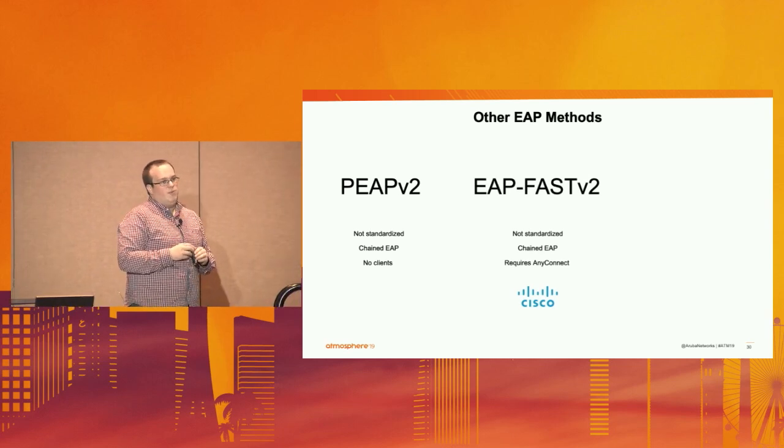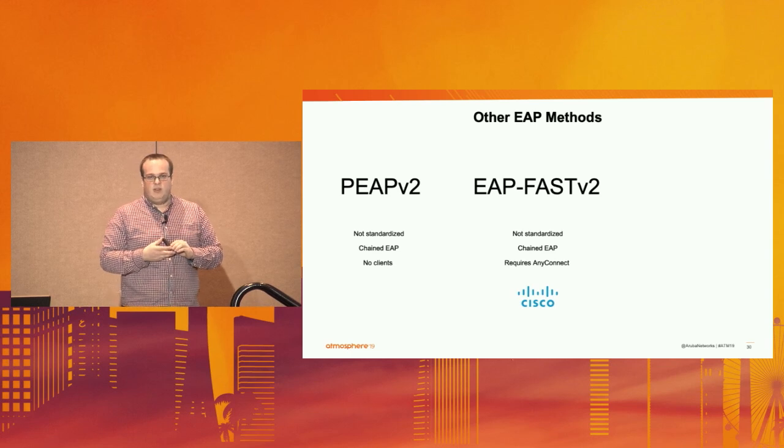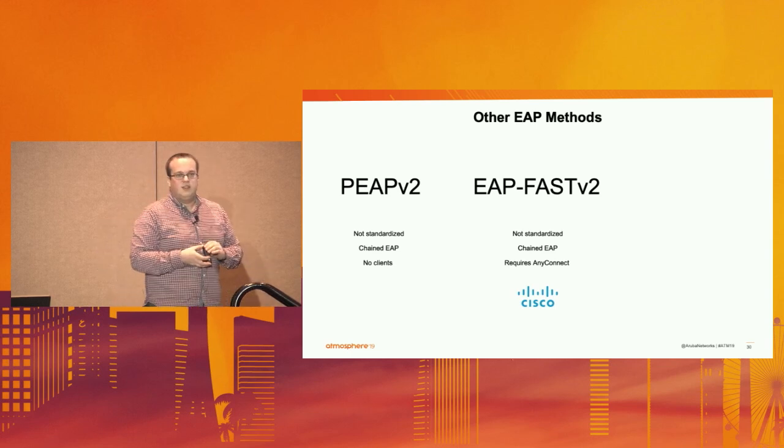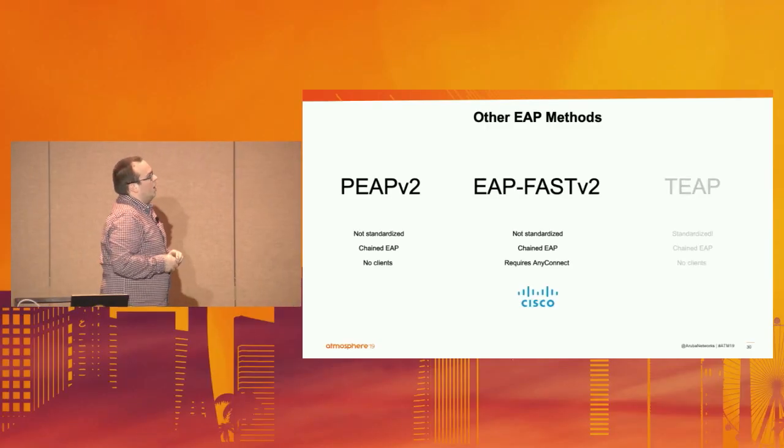Cisco went and developed EAP-FAST v2. While it sounds like EAP-FAST, which isn't a standard either, it is a Cisco proprietary EAP method. It provides the same experience of chained EAP, but it requires their supplicant, the AnyConnect client, which is not free. Well, that's my one jab at Cisco. So they get you on that, right?